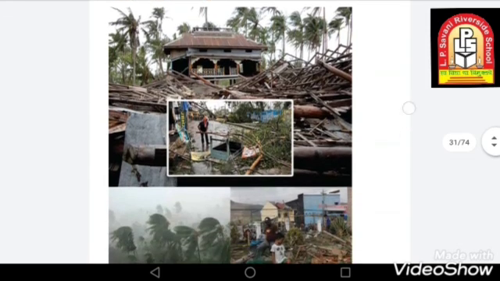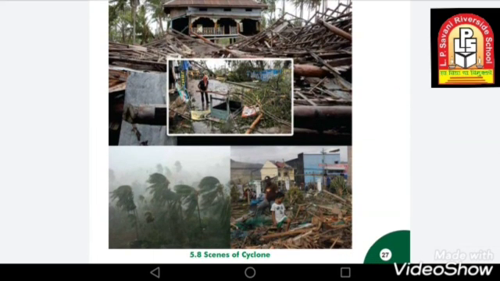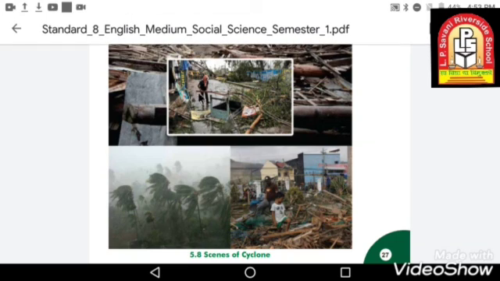And you can also see the pictures over here. These are the scenes of cyclone, after cyclone, and this is the scene of the cyclone. When a cyclone occurs, you can see many trees fall down, many buildings fall down, right? The amount of wind is so high.